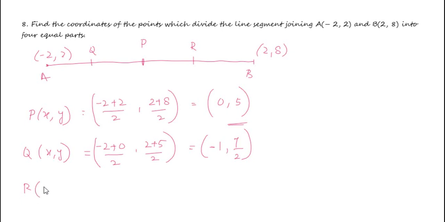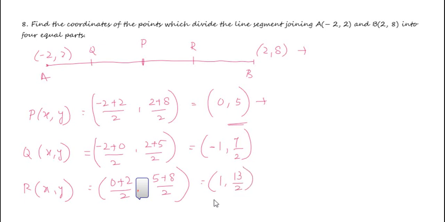Coordinates of point R. This is x1, y1, this is x2, y2. 0 plus 2 divided by 2, 5 plus 8 divided by 2, equal to 1, 13 by 2. So these are the 3 points. These 3 points divide AB into 4 equal parts.